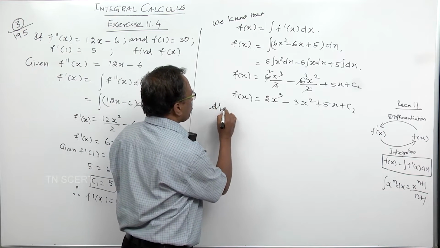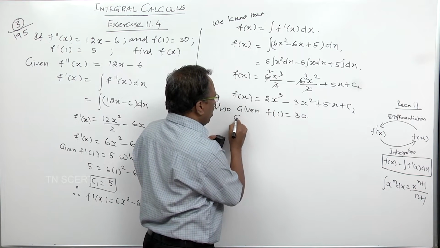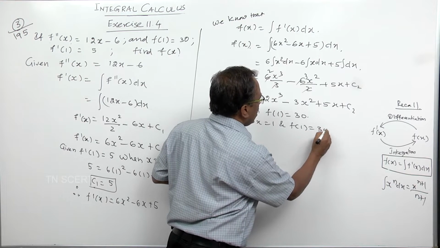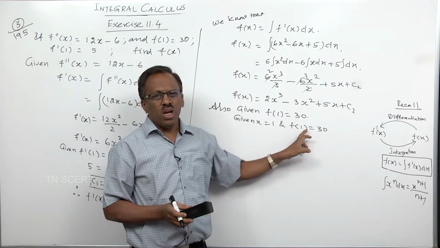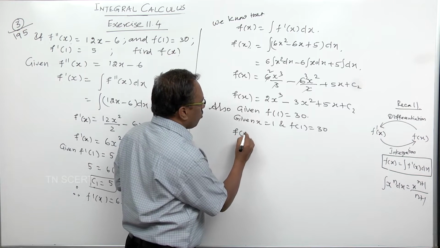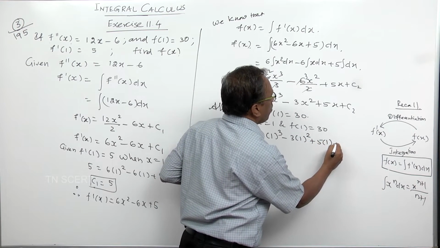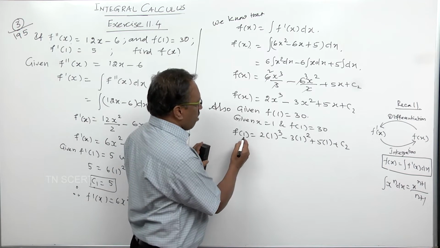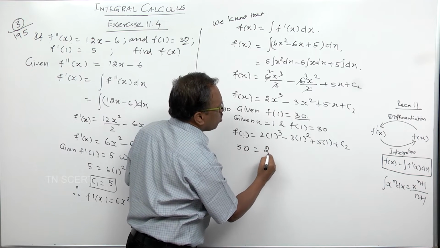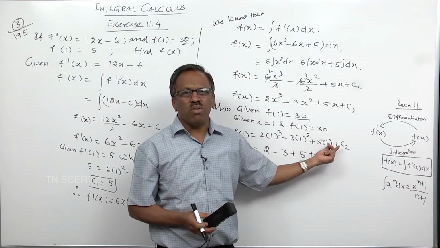So, also given f of 1 is equal to 30. That means given x is equal to 1 and f of 1 is equal to 30. So, you have to substitute the value of x is equal to 1, f of 1 is 30 in this part. While substituting, f of 1 is equal to 2 into 1 cube minus 3 into 1 square plus 5 into 1 plus c2. Remember that. So, f of 1 is how much? It is 30. So, 30 equals 2 minus 3 plus 5 plus c2. In the place of x we substitute the value of x as 1.